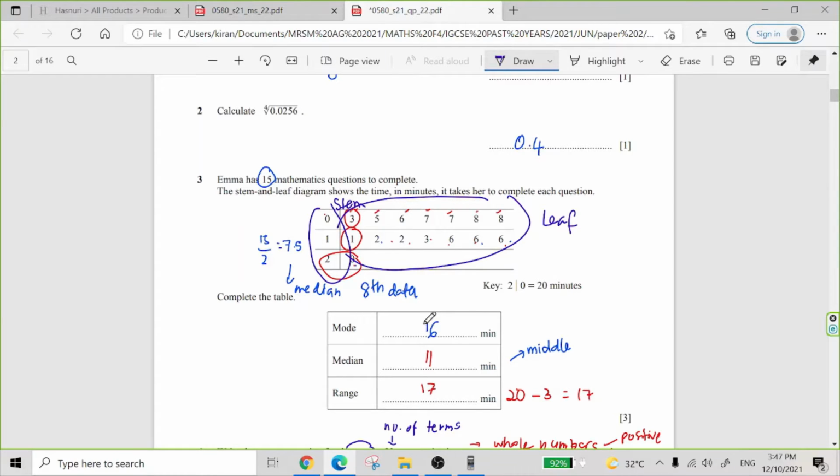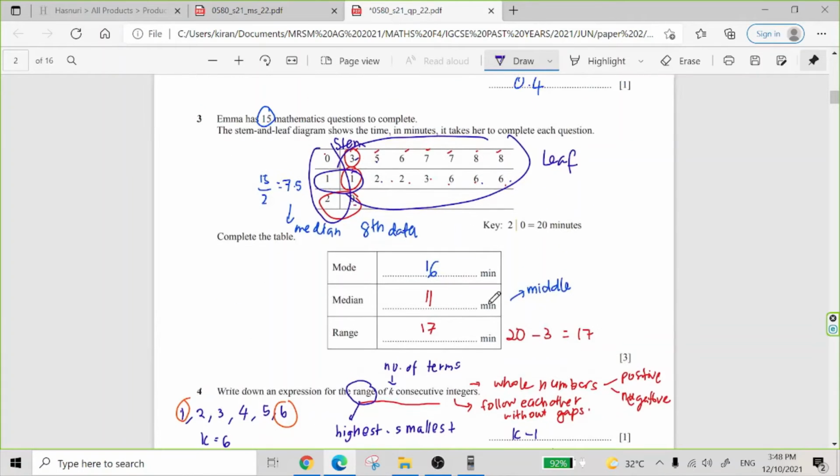So we find the mode here is 16 minutes, which is the one that appears most in the data. For the median, we take the middle of the data. We have 15 values, so 15 divided by 2 is 7.5, which means the median is located at the 8th value. So we just count 1, 2, 3, 4, 5, 6, 7, 8. So the median is 11. The range is the highest value, which is 20, minus the lowest value, which is 3, and then we get 17.